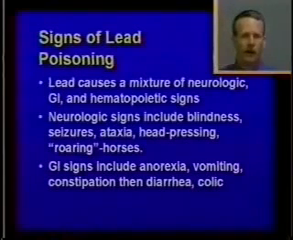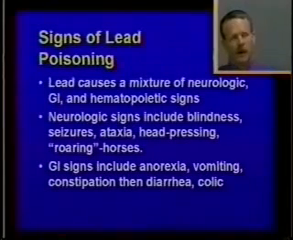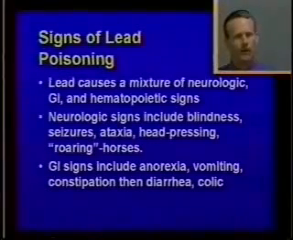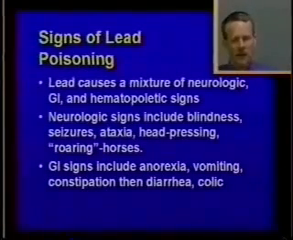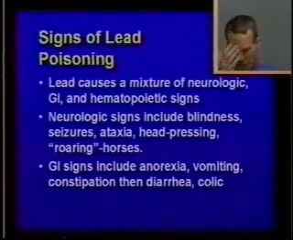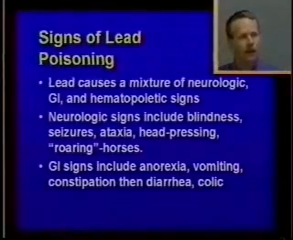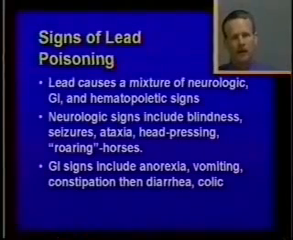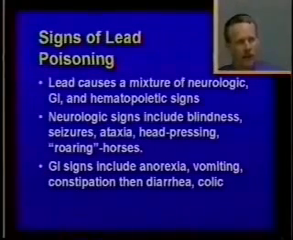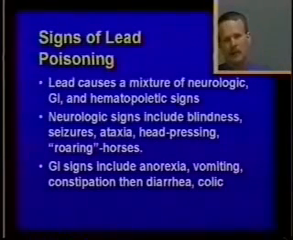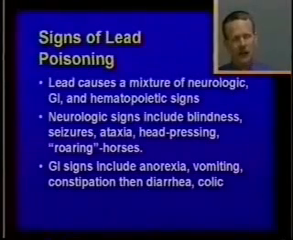Symptoms of lead poisoning are usually a mixture of neurologic, gastrointestinal, and hematopoietic signs. Neurologic signs will sometimes be the only symptom that the animal will present with, and these may include blindness, seizures, ataxia, head pressing in large animals, in which the animal will repeatedly press its head against an object, and horses exhibit a symptom that's referred to as roaring during breathing. It's a sound they make during breathing as the nerves are affected that control their breathing. GI signs of lead toxicity include anorexia, vomiting, constipation, which then becomes diarrhea, often bloody diarrhea, as the GI tract is being eroded, and colic, or evidence of abdominal pain.